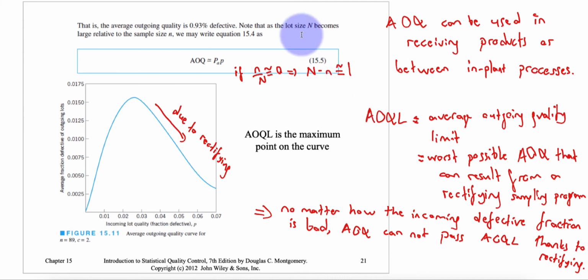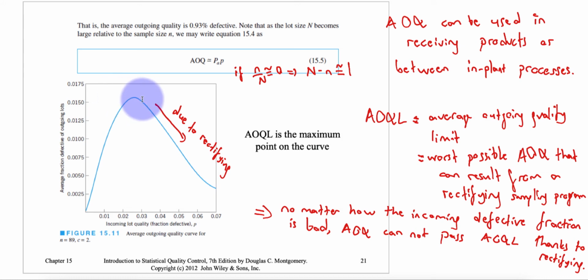And also, if the lot size becomes very large relative to the sample size, we can just use this approximation formulation. Here we also see the average outgoing quality limit graph curve. But let us check what the average outgoing quality limit is first. Average outgoing quality limit is the worst possible average outgoing quality that can result from a rectifying sampling program. This is the worst possible limit, and that limit can also be seen here. This is the average outgoing quality limit.